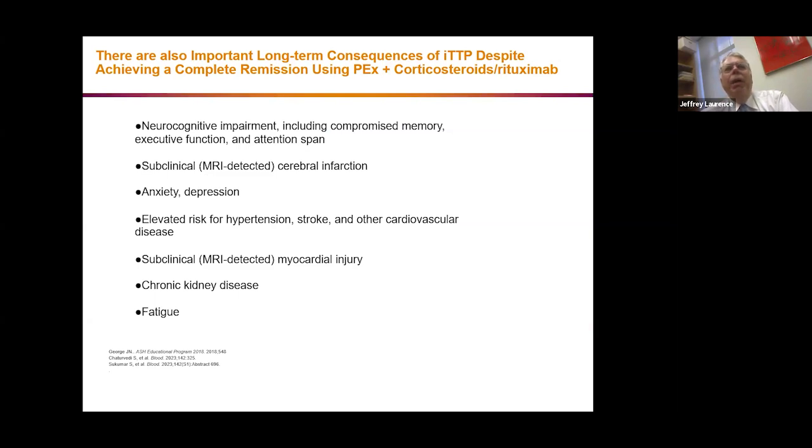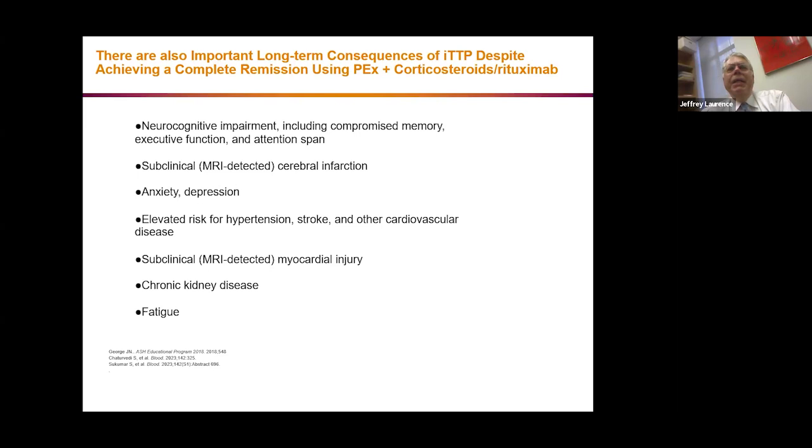Recently published in Blood, subclinical, i.e. MRI detected cerebral infarctions, although in the discussion, the author said, forget this word subclinical, these people have cerebral infarcts. Risks for hypertension and stroke. Very recently, a paper was published on subclinical myocardial injury and persistent chronic kidney disease.